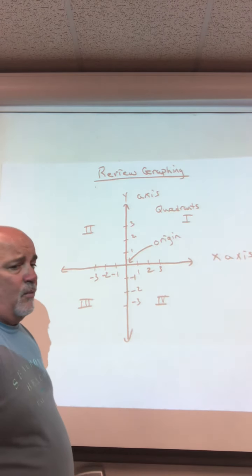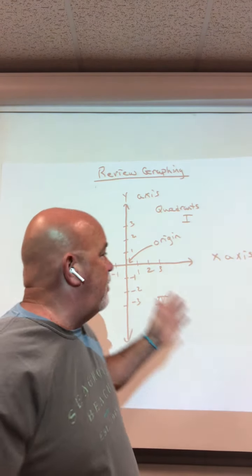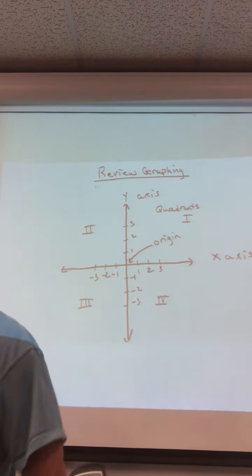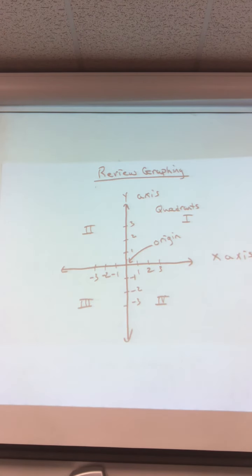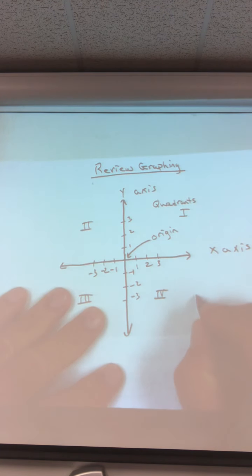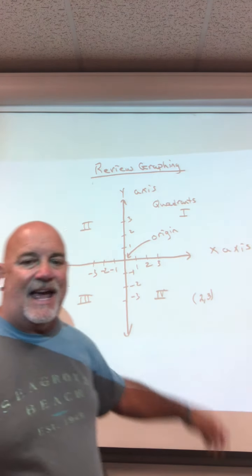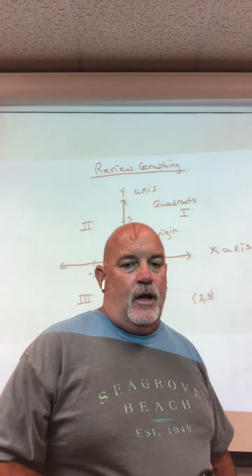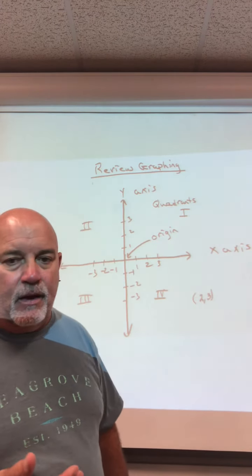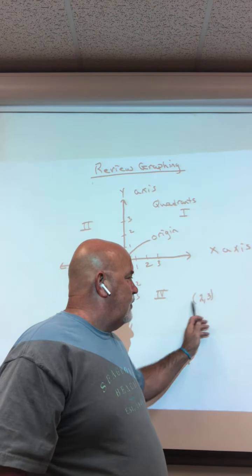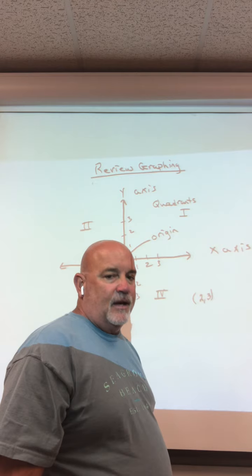Now what I want to do is remind you of how to plot a point in this system. So if I ask you to plot the point 2, 3. If you remember in algebra, this is what we refer to as an ordered pair. It's called an ordered pair because the order in which you write it makes a difference.